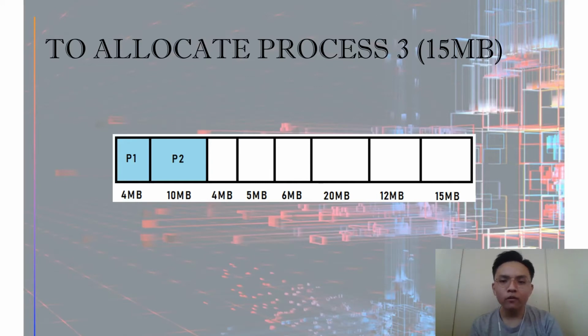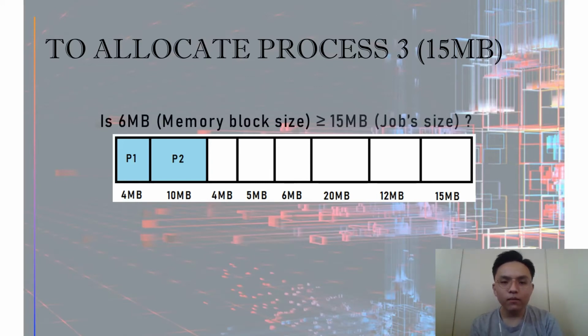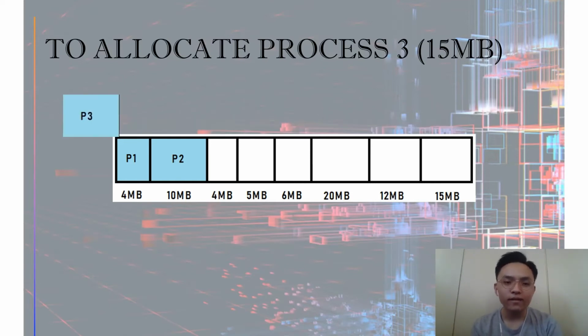So we move on to the third free memory block. The third memory block has a size of 6 MB and the job size is 15 MB. Do you think 6 MB is greater than 15 MB? No, right? So you cannot allocate to the memory block.